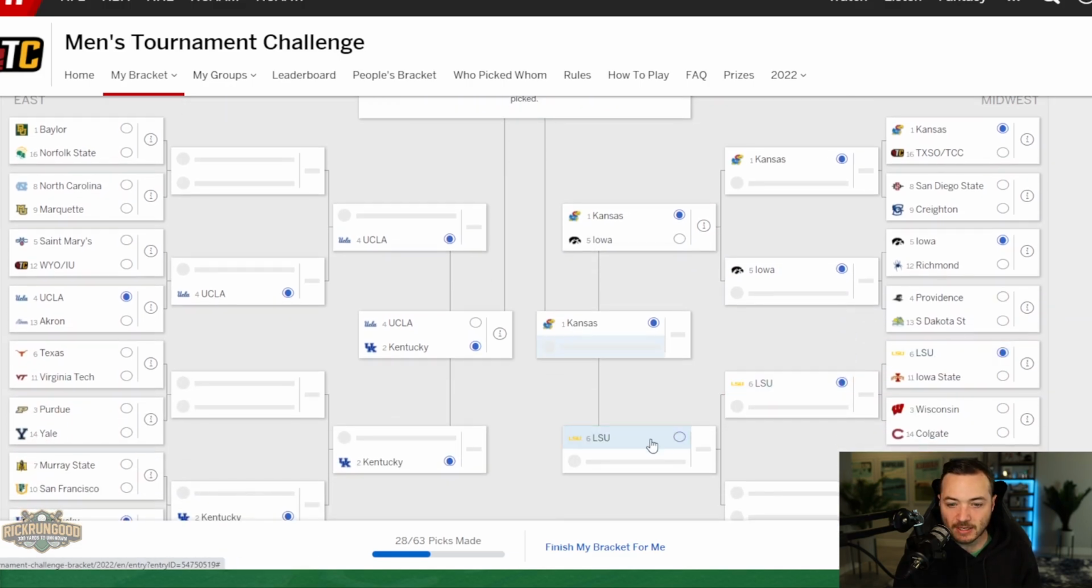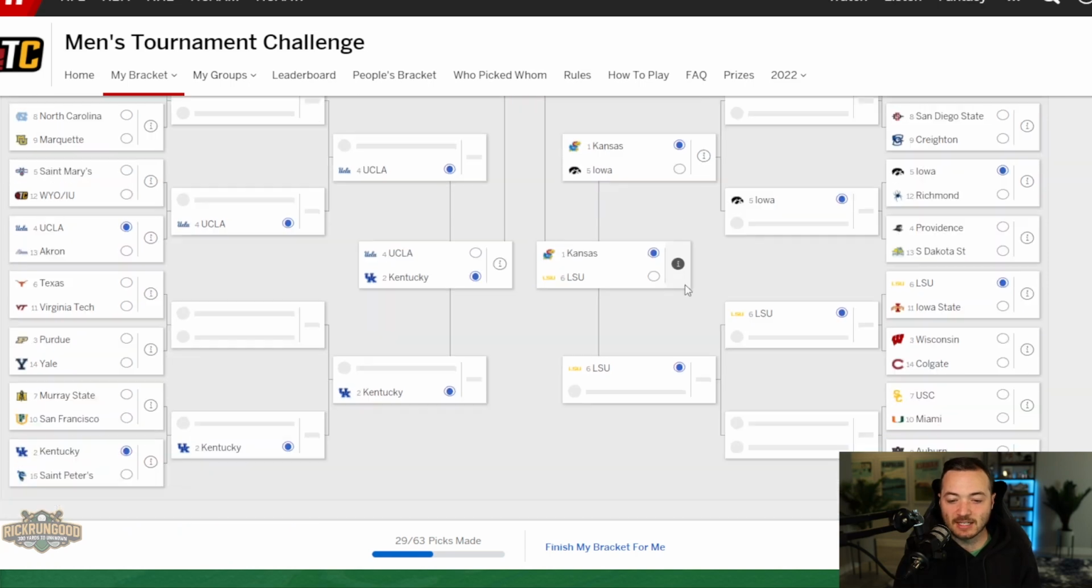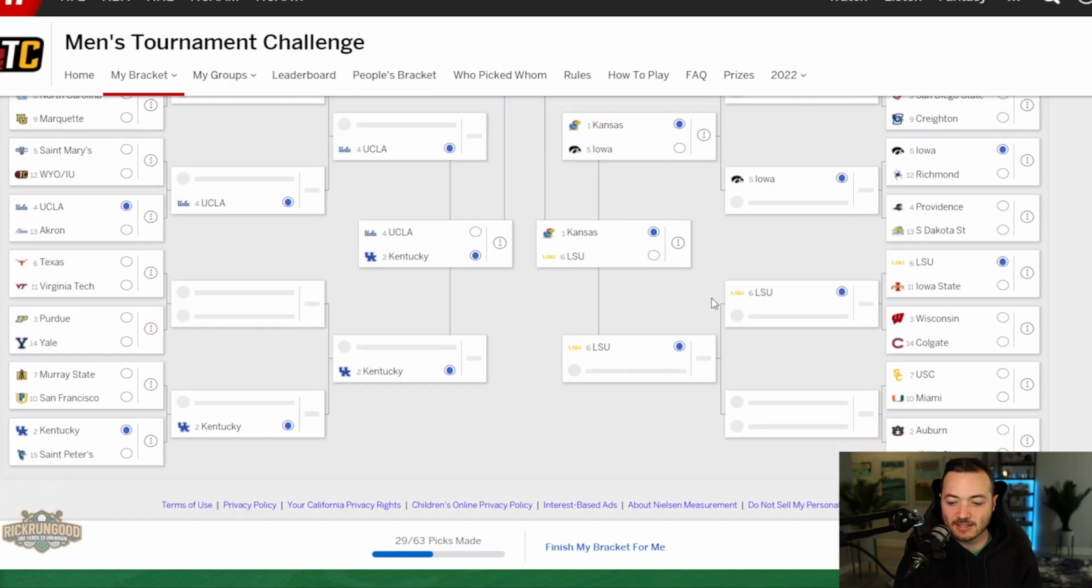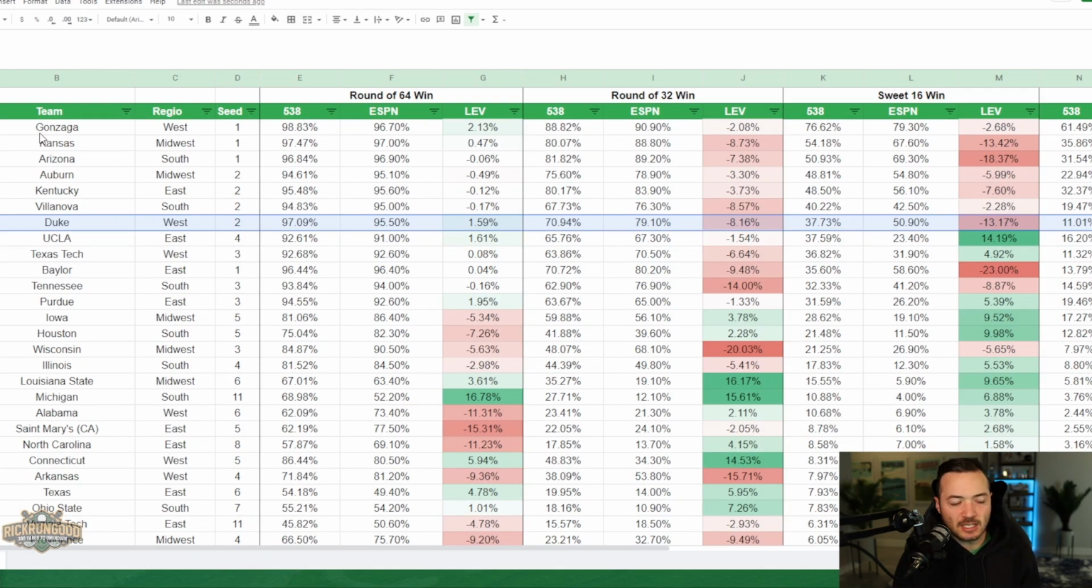It's actually got to be LSU facing Kansas in the Elite Eight, and we'll have Iowa get bounced in the Sweet 16. So this is how it's going to work. LSU's going to beat Auburn at some point, and probably Wisconsin at some point is the way this would work for the leverage. So now we need a West team in the Elite Eight.